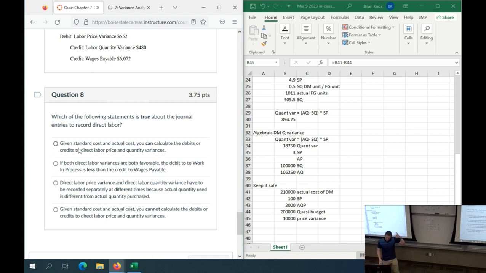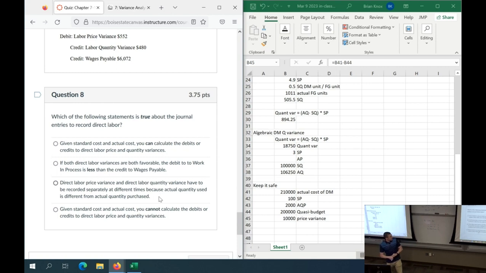Just the test taking in me says if there are two that are mutually exclusive, like that first one and that fourth one, I bet one of those is the answer. But just for completeness, let's rule out the other ones too. So direct labor price variance and direct labor quantity variance have to be recorded separately at different times because actual quantity used is different from actual quantity purchased. Does this one sound true or untrue for direct labor to you? I formulated that sentence weird. A dangling participle, I think, is what I had. You said thumbs down. And somebody said false too as well.